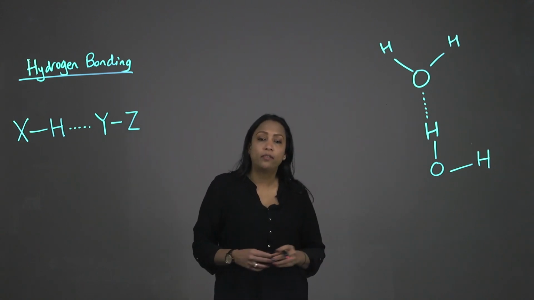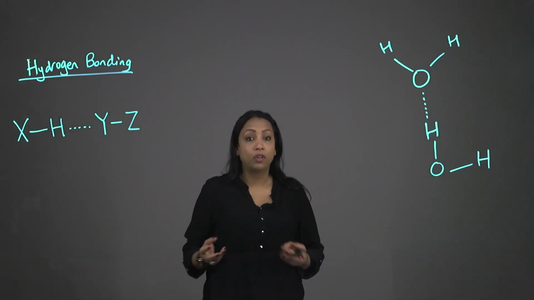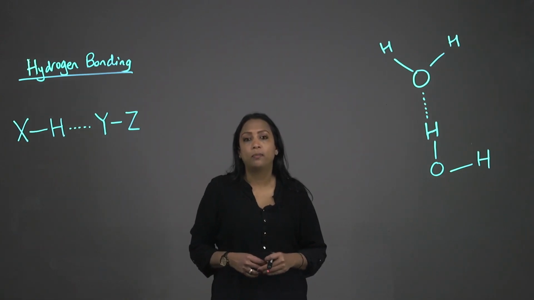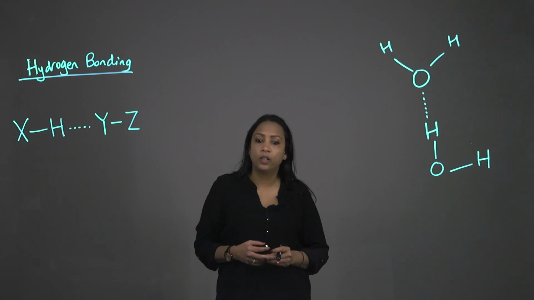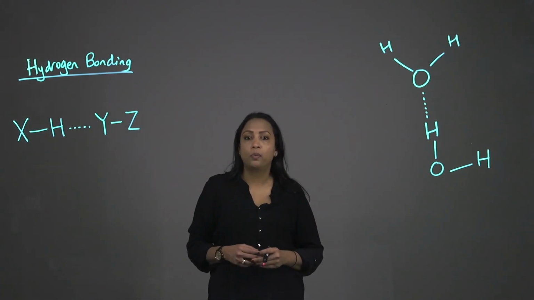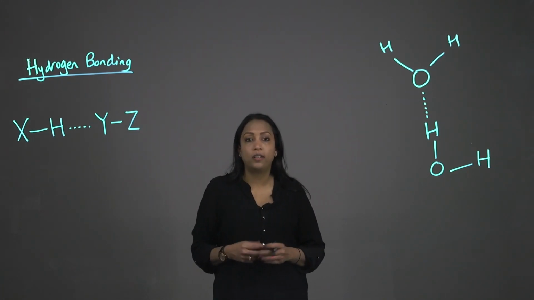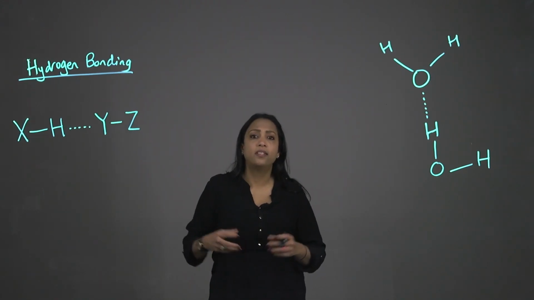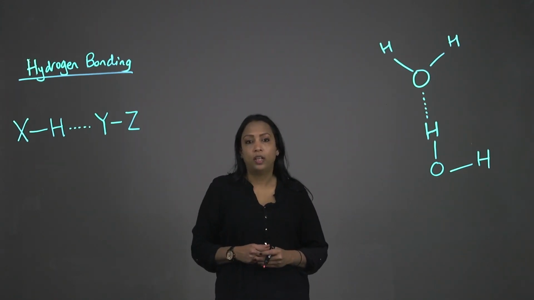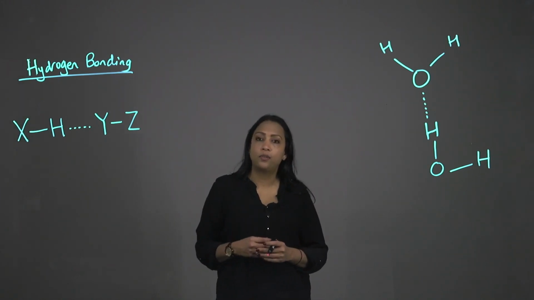Now so far we have looked at the three main types of intramolecular bonding. So that's going to be ionic, covalent and metallic bonds. So today we're going to focus on hydrogen bonds, which is one of the two main types of intermolecular forces of attraction.